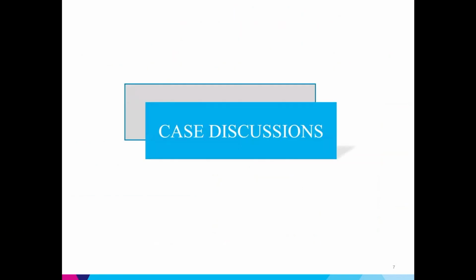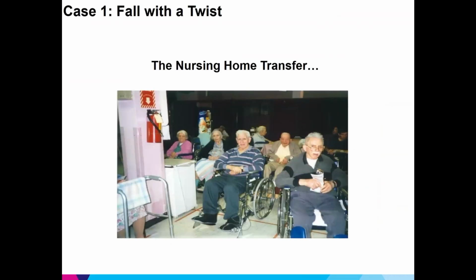Now that we've reviewed some of the background in terms of emergency care for our older adults, we're going to hone in on some of these teaching points through several case discussions. The first case is the nursing home transfer.